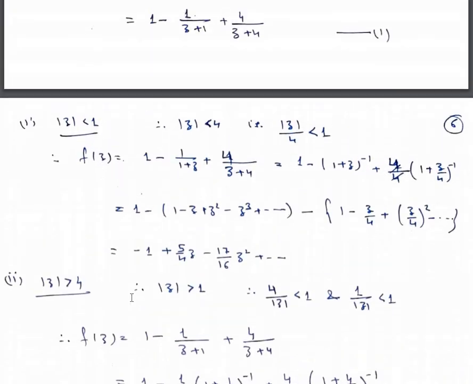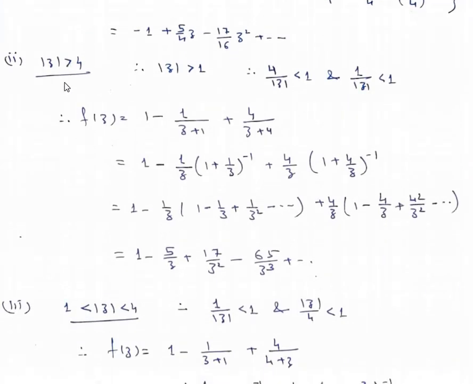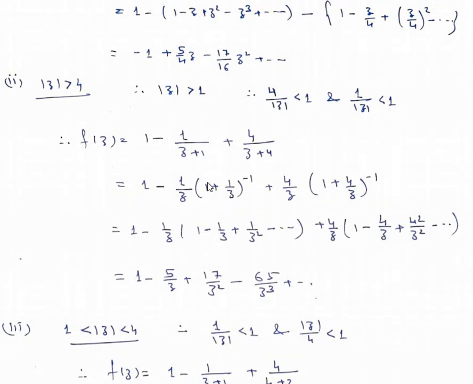Second part. In the second part we have to take mod z greater than 4. Now when mod z is greater than 4, obviously mod z is greater than 1. So therefore 4 upon mod z is less than 1 and 1 upon mod z is also less than 1. So we shall take z common. Now f(z) is 1 minus 1 upon (z plus 1) plus 4 upon (z plus 4). Now take z common from here and z common from here. We have 1 minus 1 upon z into (1 plus 1 upon z) to the power minus 1 plus 4 upon z into (1 plus 4 upon z) to the power minus 1.